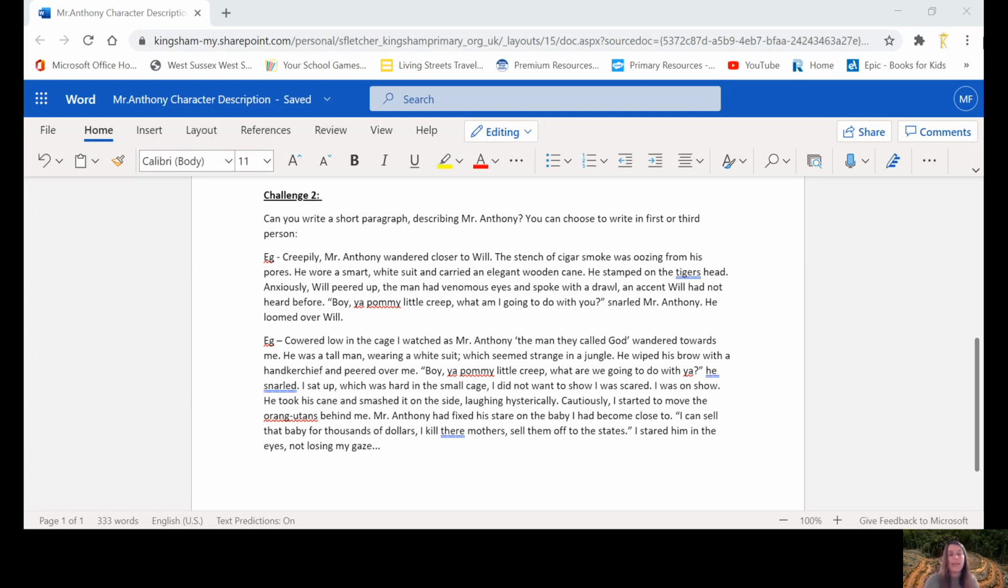I'd like to have a little pause here, Year 5 and 6. Now, the word pommy is a derogatory term that people in a certain country use for people who are from England or Scotland, Wales or Northern Ireland. It's from somebody who is from Australia. So it gives us a little bit of a clue, if we know that context of the word pommy, that maybe Mr. Anthony might be from somewhere like that. We'll have to keep on reading to see if that actually is a fact.